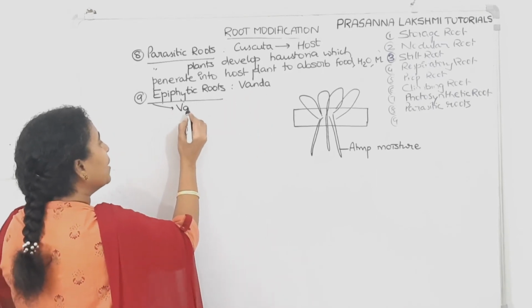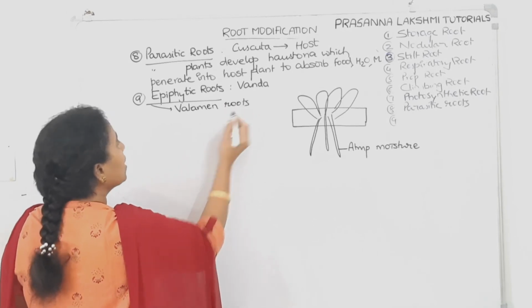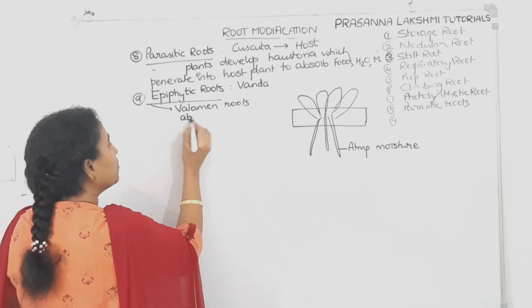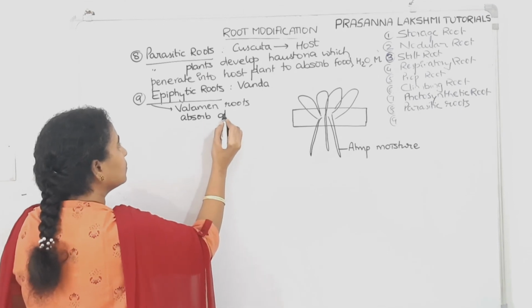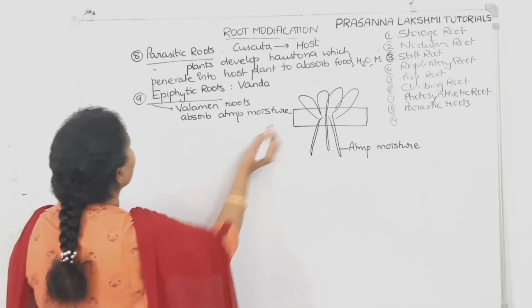They are called velamen roots. Okay. So these velamen roots absorb atmospheric moisture. So this is another type.